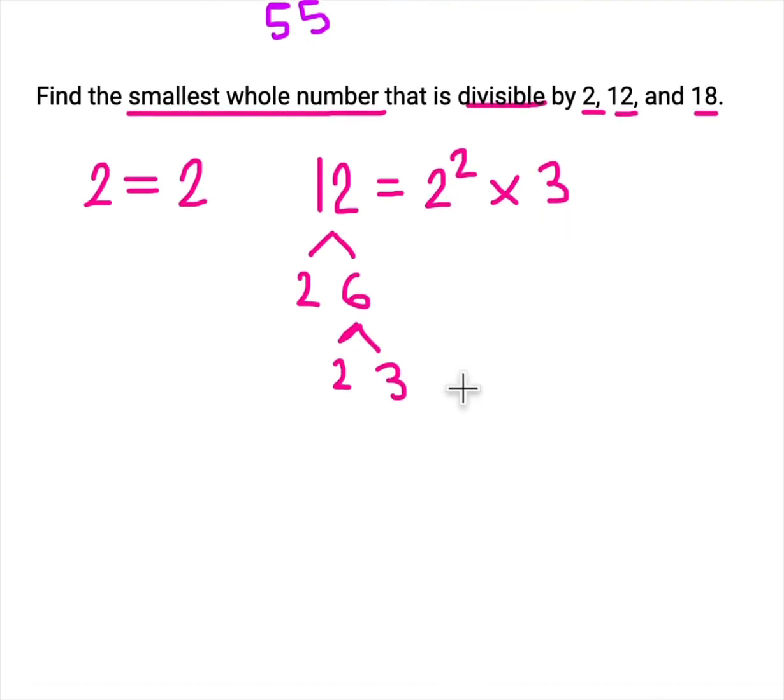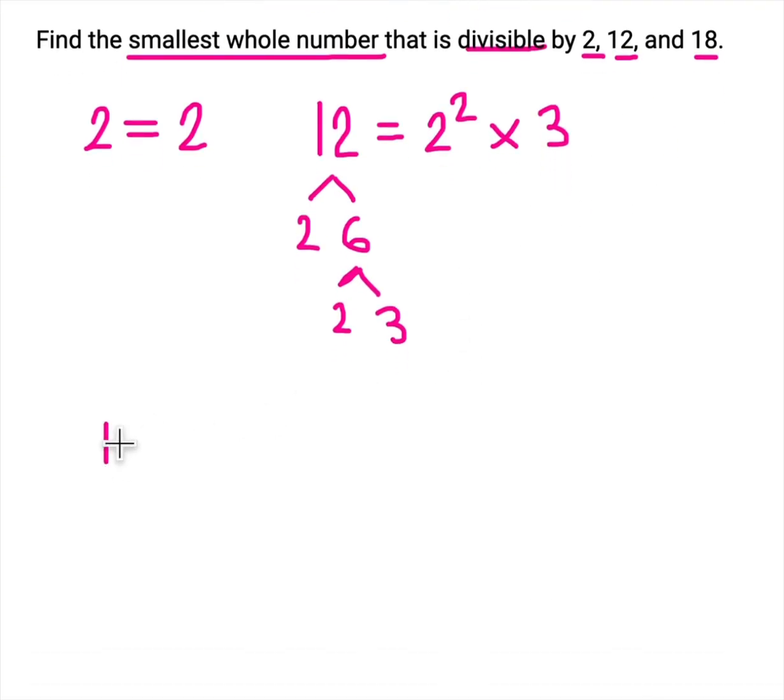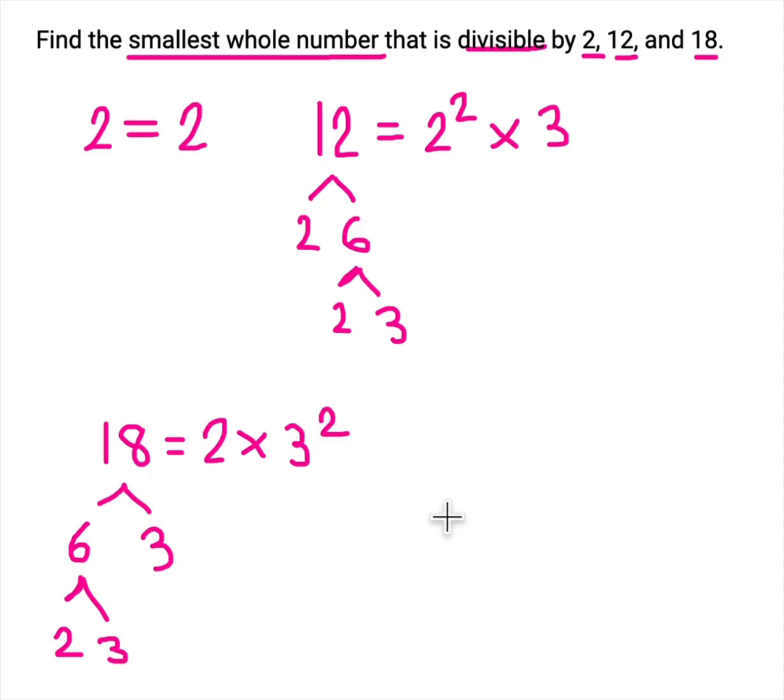And now we just have to prime factorize 18. We can break that into 3 and 6, and break 6 into 2 and 3, and circle all our prime factors, prime numbers, and we just have 2 times 3 squared.